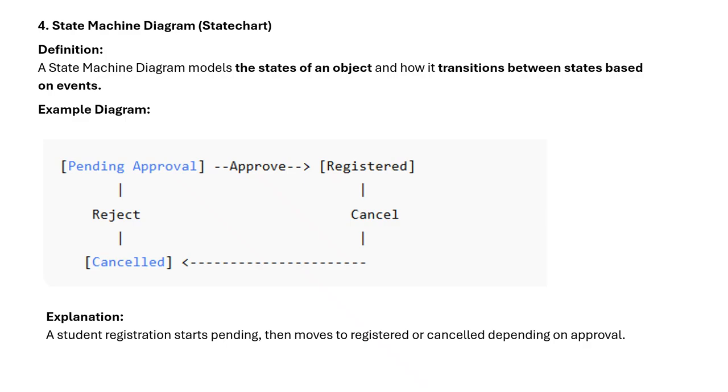Also, while you are in pending approval, when you have submitted the application, if, for example, your high school GPA is not what the department or the university requires, then at that point the registration is going to be rejected, and your registration is going to be cancelled.